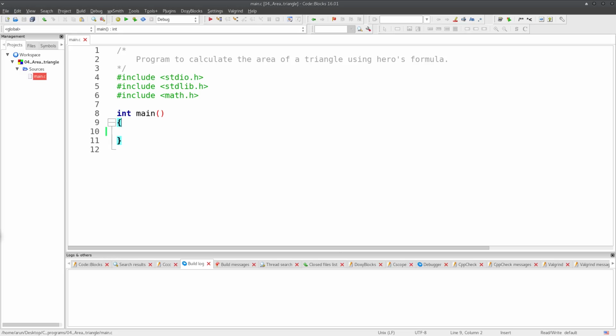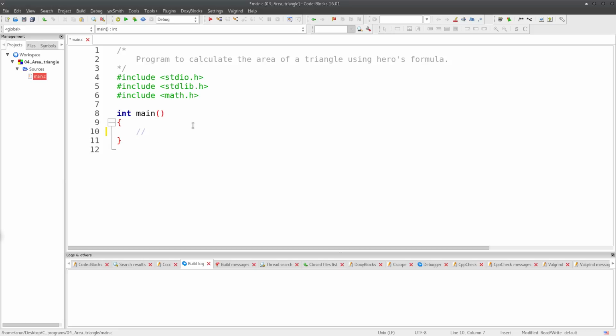Now to do that, I have a program which is already ready. The project layout is already ready in CodeBlocks, and the CodeBlocks file name is 04 underscore area underscore triangle. Now let's start working with it. I've already written a comment on the top saying program to calculate area of a triangle using Hero's formula. So let's start with it.